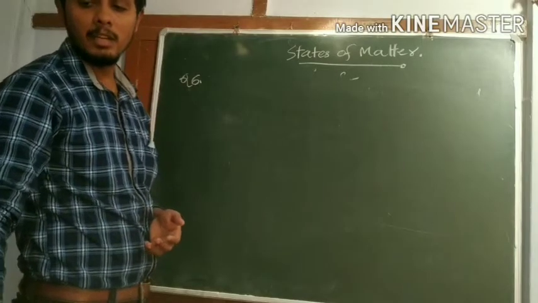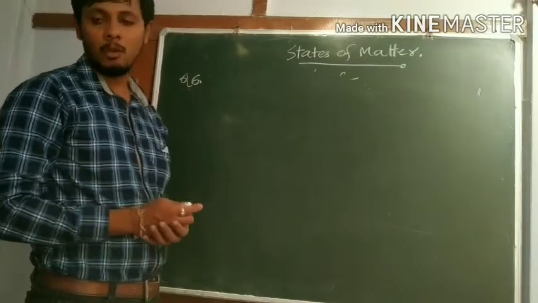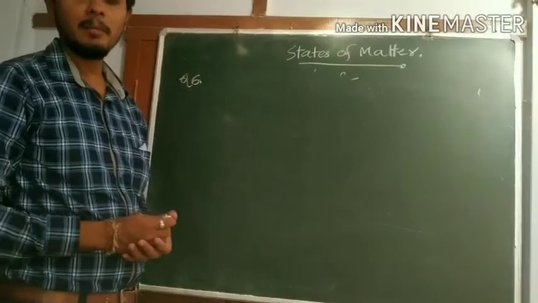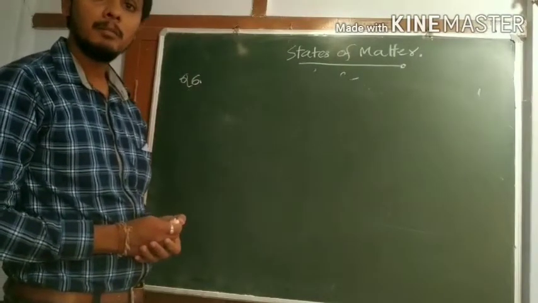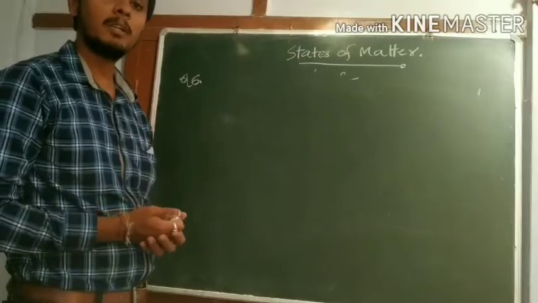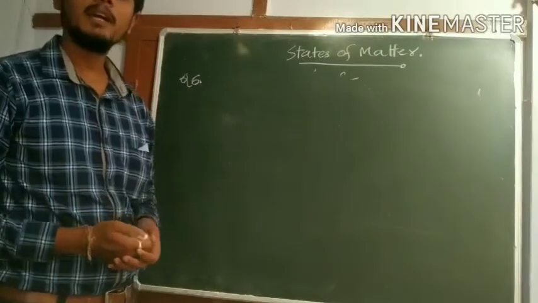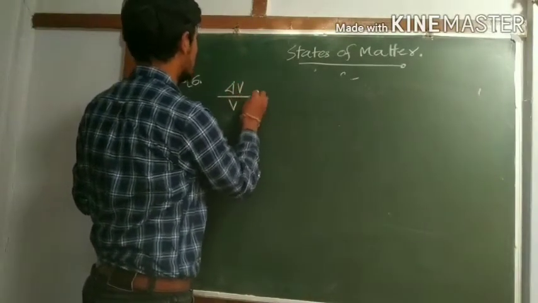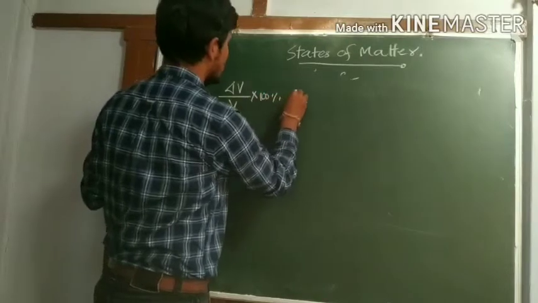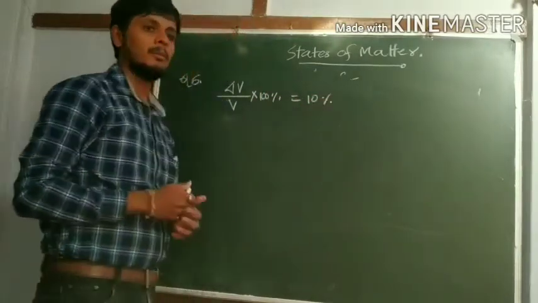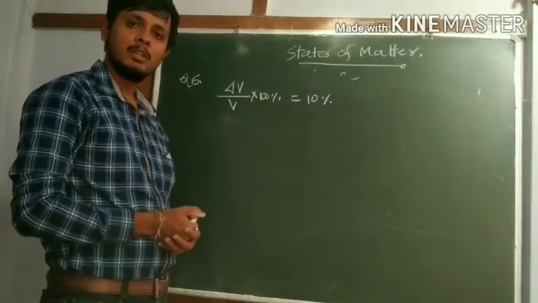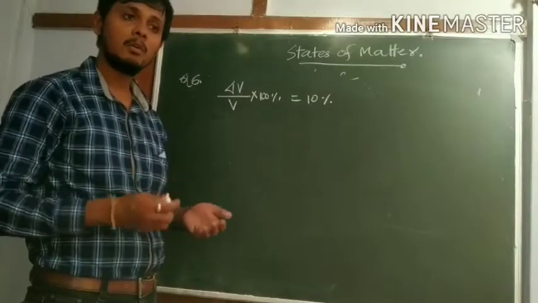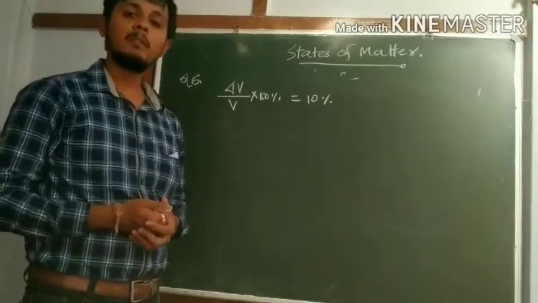It is given that in order to increase the volume of a gas by 10%, what should be done with the pressure? So that means del V by V into 100 equals 10%. What should be done with the pressure so as to increase the volume of a gas by 10%?